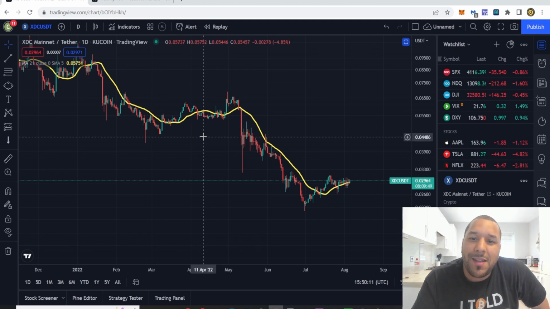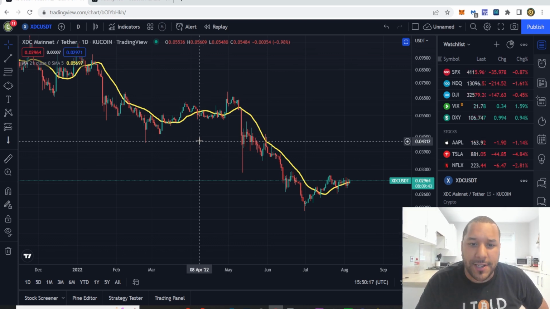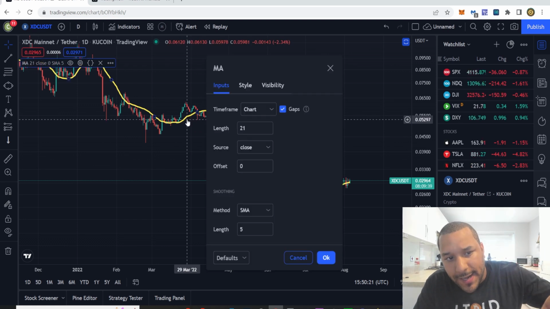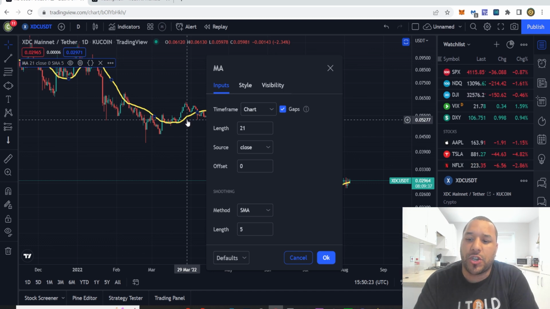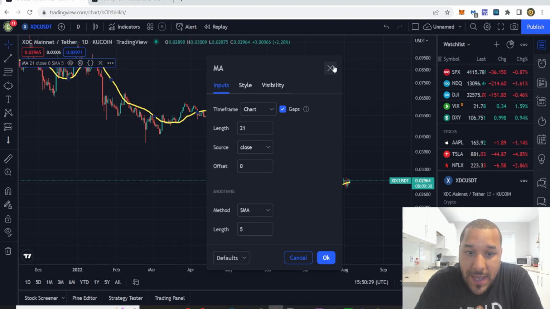I'm going to use one simple indicator and it's powerful, and that's all you need to know when it comes to looking at this chart. It's called the 21 moving average. We're going to look at it on the daily time frame, and then I'm going to quickly show you it in the weekly time frame and show you where I think prices are going to go for XDC in the coming weeks. So yeah, let's do this.